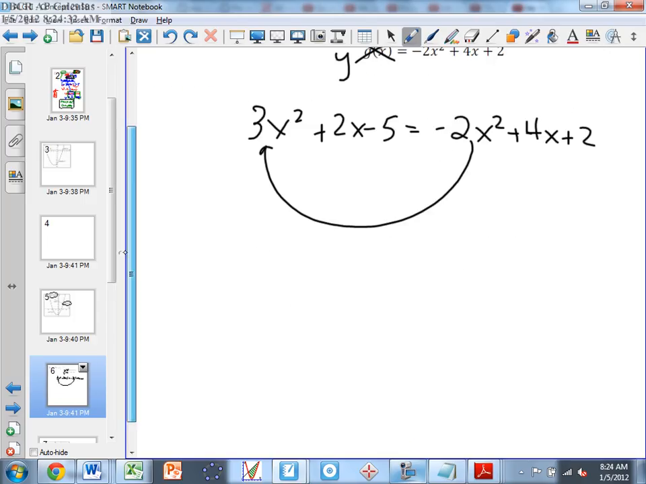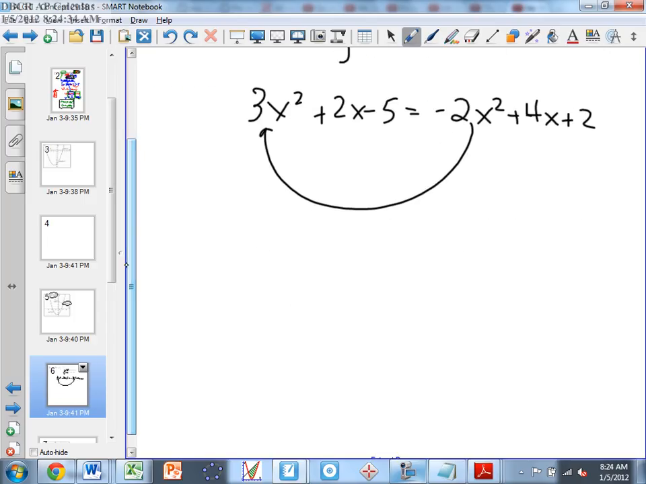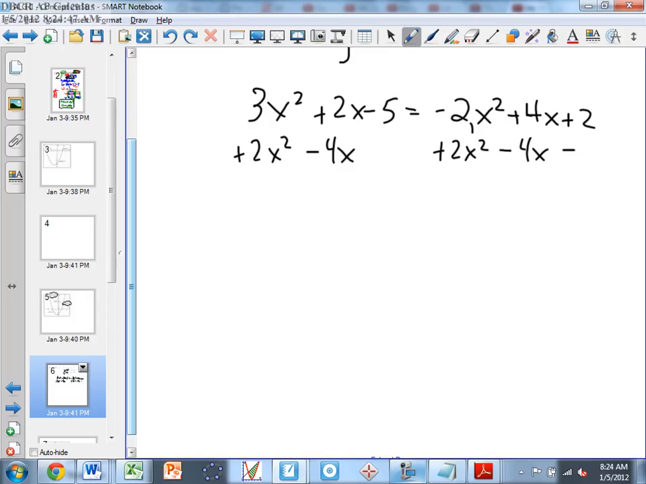So remember, when you move something over, just switch the signs. So if I want to move all these over, I am simply saying, okay, I need to add 2x squared. I need to subtract 4x. I need to subtract 2. On this side, these all cancel. That's where a 0 comes from. You're moving them all over. On this side, we add the opposites of those signs.